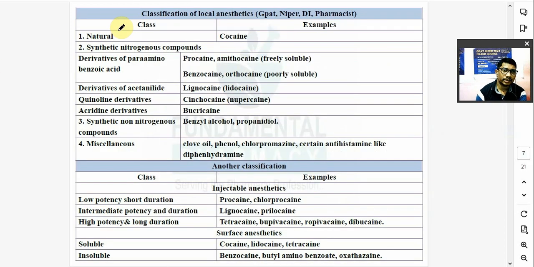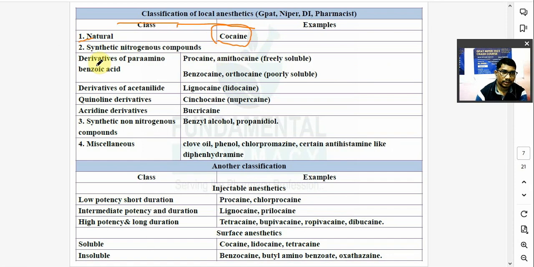Then you can see the classification of local anesthetic over here. Class, example. So अलग अलग classification होते हैं. There are different types of classification given in the different books. That's why I am taking all classification. So natural local anesthetic. Natural कौन सा है? Cocaine. Cocaine is a natural one. It is obtained from Erythroxylon coca, family Erythroxylaceae.